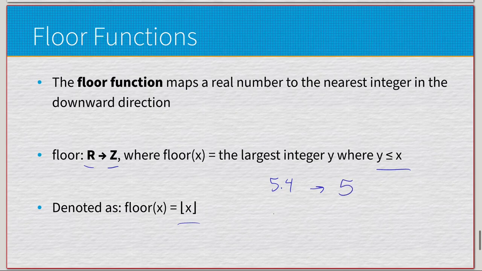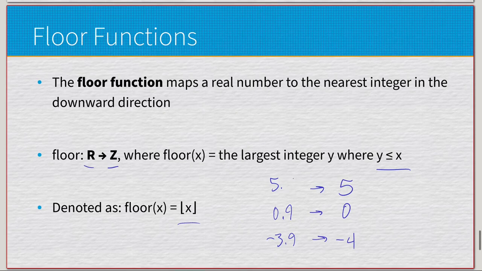Let's do 0.9. That would map to 0. Let's do negative 3.5. So it's the largest integer in the downward direction. If we floor this, we end up with negative 4. It's not rounding, so we're not going based on the decimal point. We're just going in a particular direction. If it was negative 3.1, it'd still be negative 4. If it was negative 3.9, negative 4, because it's going in a downward direction.